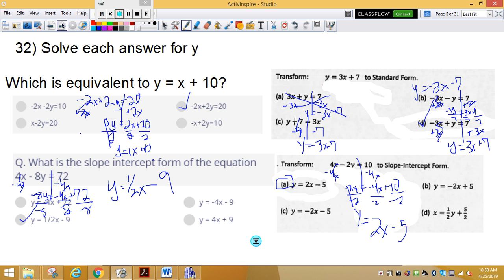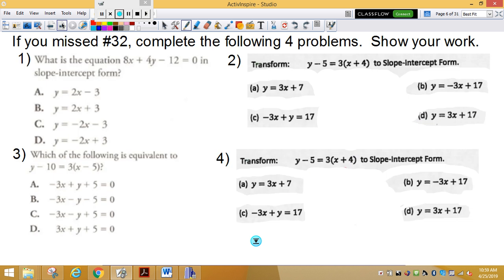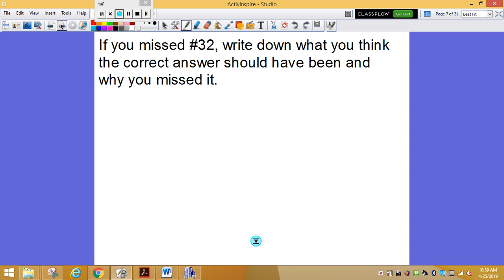So if you watch the video and you still missed number 32, I want you to try these 4 problems. I want to see your work. So number 1, you need to write down the equation, draw your line. I want to see how you solved it out. Also, if you missed 32, write down what you think the correct answer should have been and why you missed it.